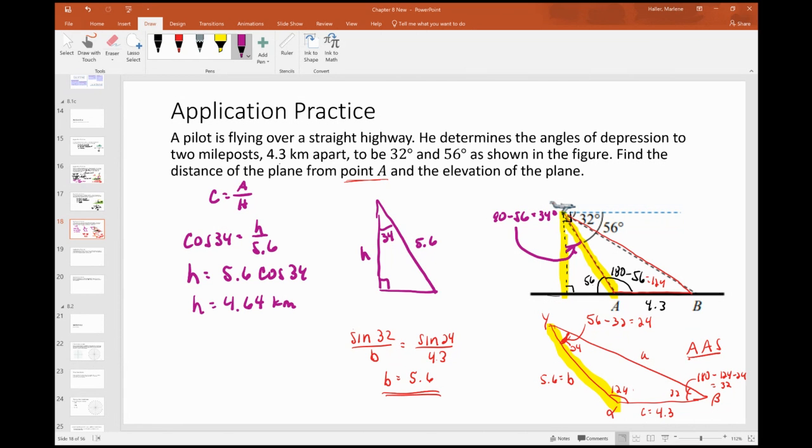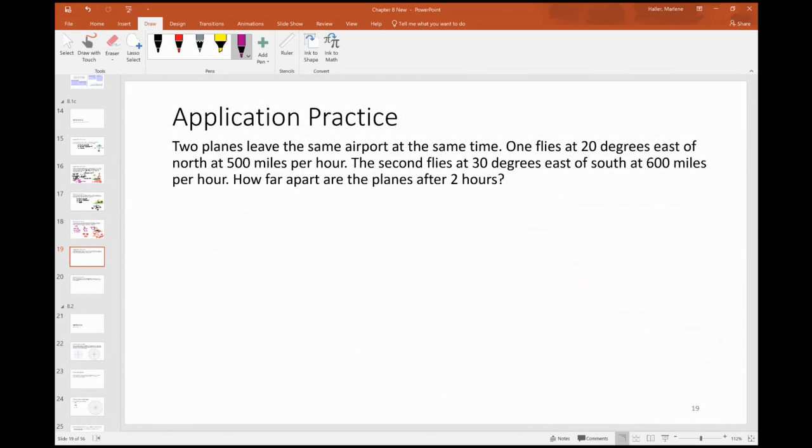Let's just look at 2 more examples here. All right, here's one involving 2 planes. They're leaving the same airport at the same time. One flies 20 degrees east of north at 500 miles per hour. All right, let's say this is the airport.